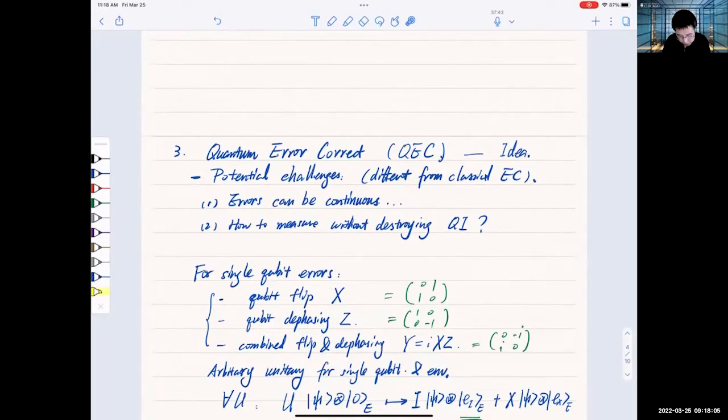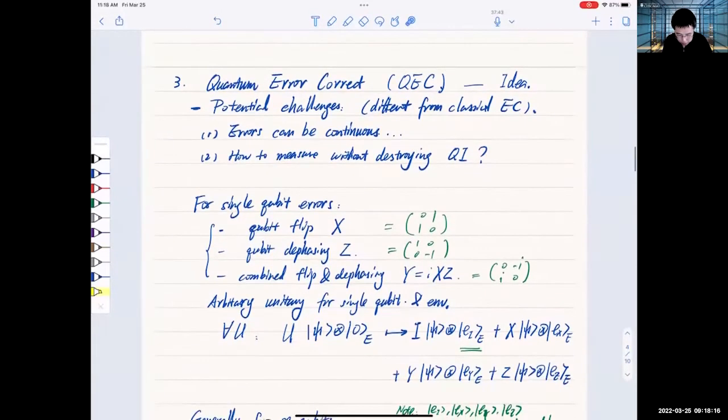Now, let's consider an arbitrary unitary evolution over a qubit that may couple to the environment. This is a general way of thinking about how an open system will evolve. With such a unitary evolution, you can always expand it as a superposition of 4 terms. The first term corresponds to effectively identity acting on the system. The second corresponds to the bit flip on the system, while the environment goes to some other state. The third corresponds to a combined bit flip and dephasing, and the last term corresponds to just a dephasing on the system.